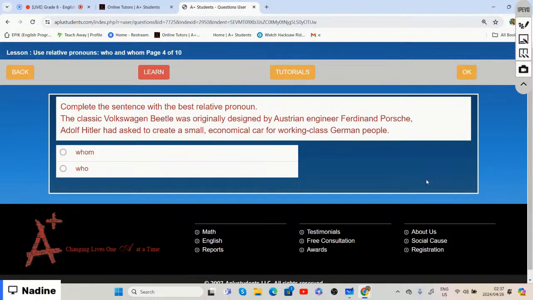The classic Volkswagen Beetle was originally designed by Austrian engineer Ferdinand Porsche. Do we say whom or do we say who Adolf Hitler had asked to create a small economical car for working class German people? Are we going to use who or whom?